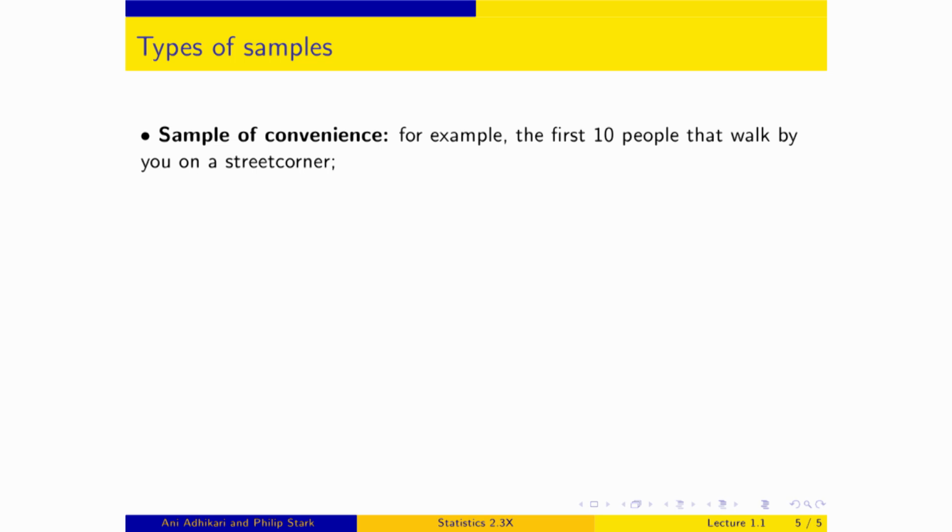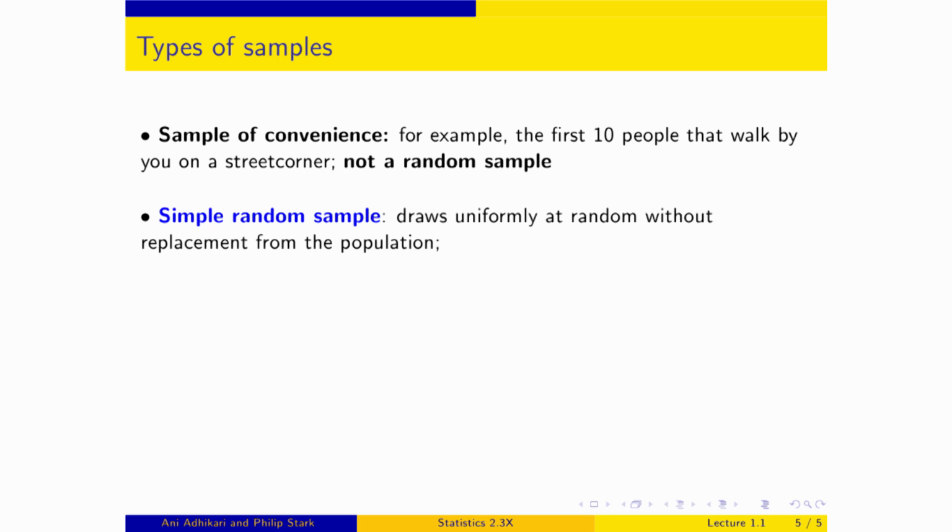I'm not choosing them. It's not random. Even if you can write down what your population is, there is no way you can write down the chance with which each person in that population walks past you at that moment, and therefore you're going to have terrible trouble computing standard errors. So this is called a sample of convenience. It is not a random sample.